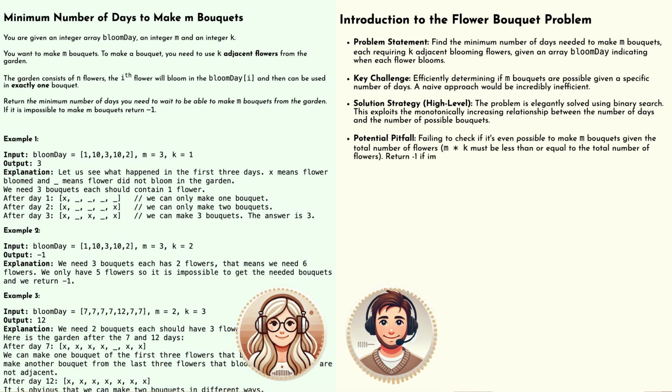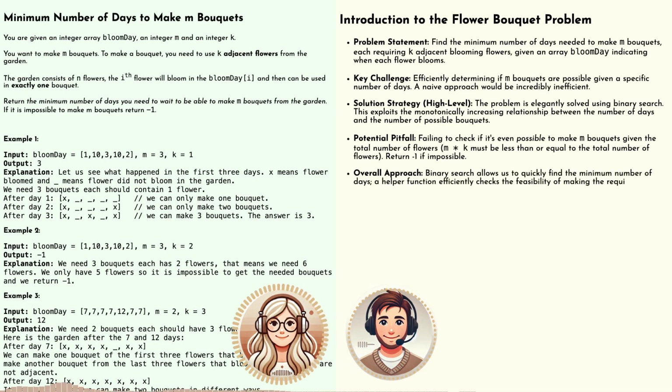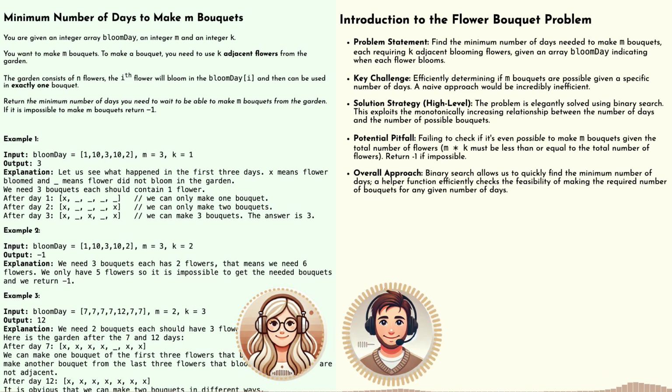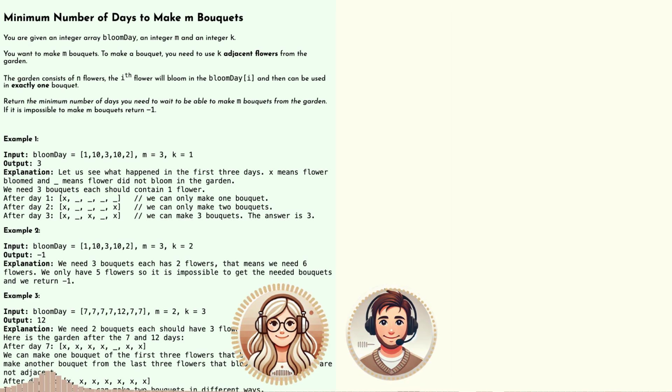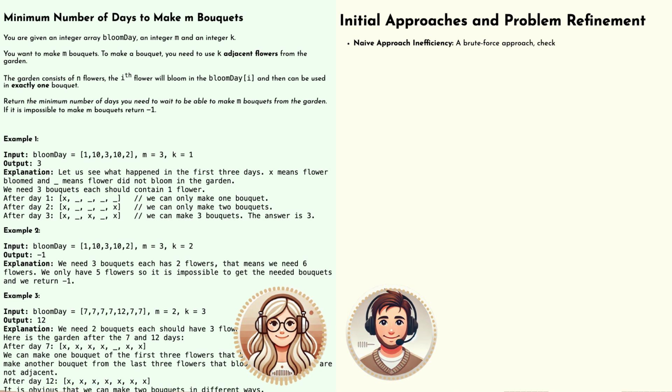Let's do it. Okay, so imagine you're putting on this massive flower festival, right? And you've got to make, let's say, M bouquets. But here's the catch. Each bouquet needs K flowers, but they've got to be blooming right next to each other. Adjacent is the fancy word. Yeah, adjacent. So you've got this array, we'll call it bloomDay. It tells you when each flower is going to bloom. Right, like our flower schedule. Exactly. The big question is, what's the earliest you can have all your bouquets ready to go? It's like a floral time management puzzle. It really is. Gets pretty interesting, especially when you start scaling things up.